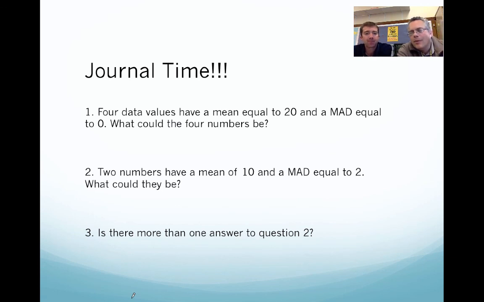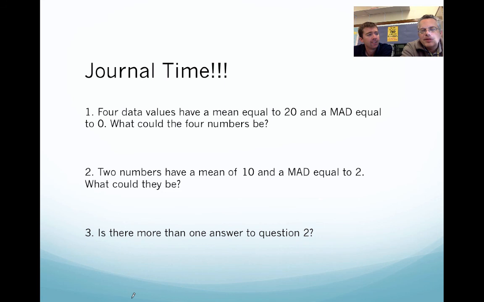For the first one, come up with 4 data values that have a mean equal to 20 and a MAD equal to 0. Okay, so think about that a little bit. What would they have to be? And then question number 2 would be: 2 numbers have a mean of 10 and a MAD equal to 2. We want to know what those numbers could be.